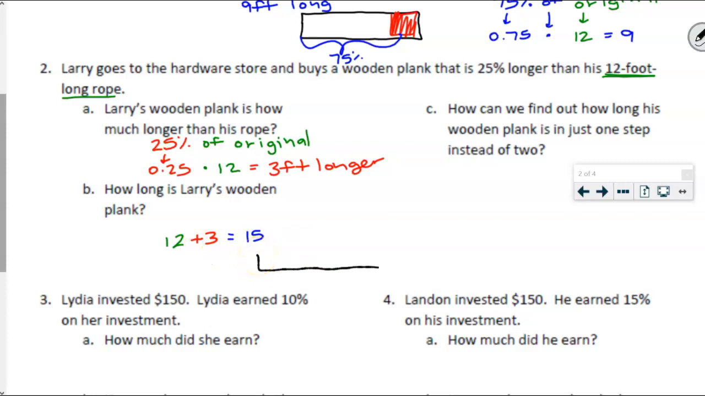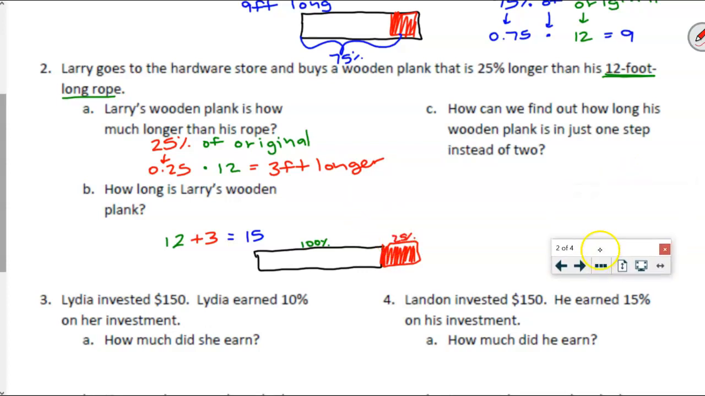Again, if we were drawing a model, we would have a model which represents the 100%, the original amount. I would need to find out what 25% of that is. Once I find that 25%, which we did, it's 3, that's what is tacked onto the end. So how do I do this in one step?